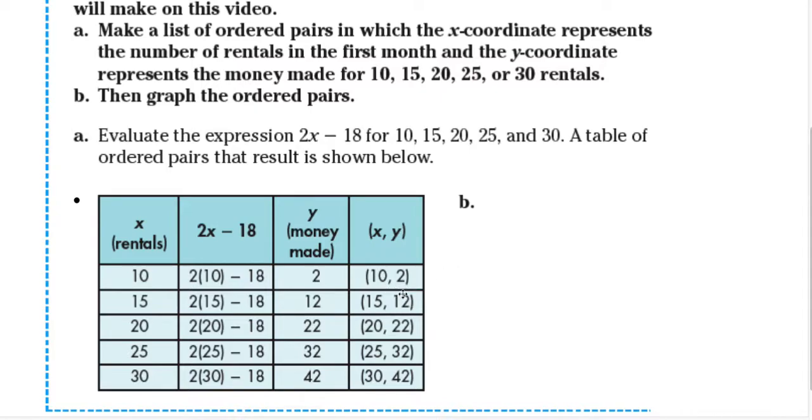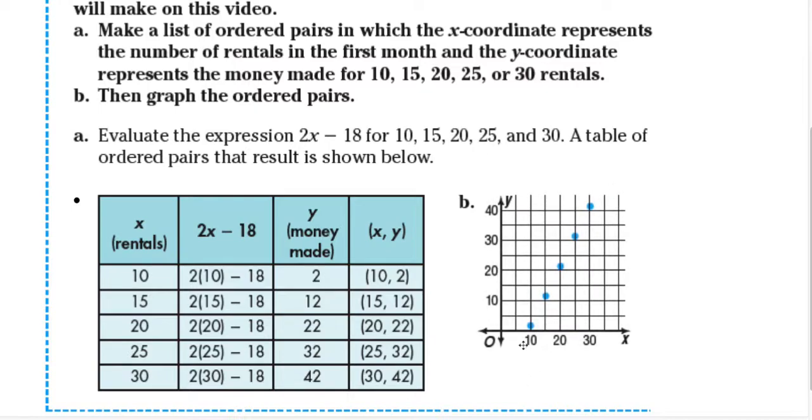If you notice, you can interpret these ordered pairs. For example, when I look at 20 and 22, I can readily say that for every 20 rentals, the video store makes $22 profit. For every 30 rentals, the video store makes $42 profit. And if you graph this using the x and y axes, or the coordinate system, this is what you get. That's how you graph the ordered pairs.